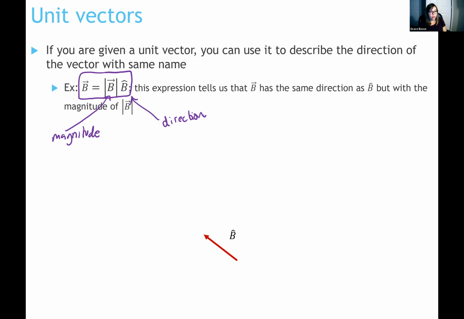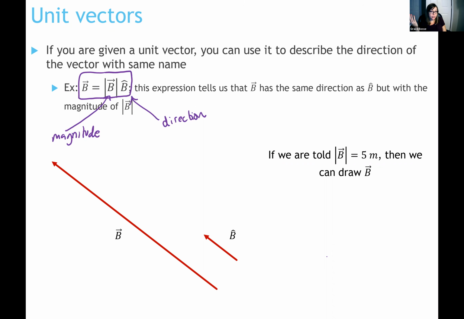So if I want to construct actual vector b, I need to know the norm of vector b. So let's say in this example, vector b has a norm of 5 meters. And I know unit vector b. That means that vector b is going to point in the same direction as unit vector b, and it's going to have a length that is 5 times as big as unit vector b. So knowing this information, I can draw vector b. Points in the same direction as unit vector b, 5 times as big.